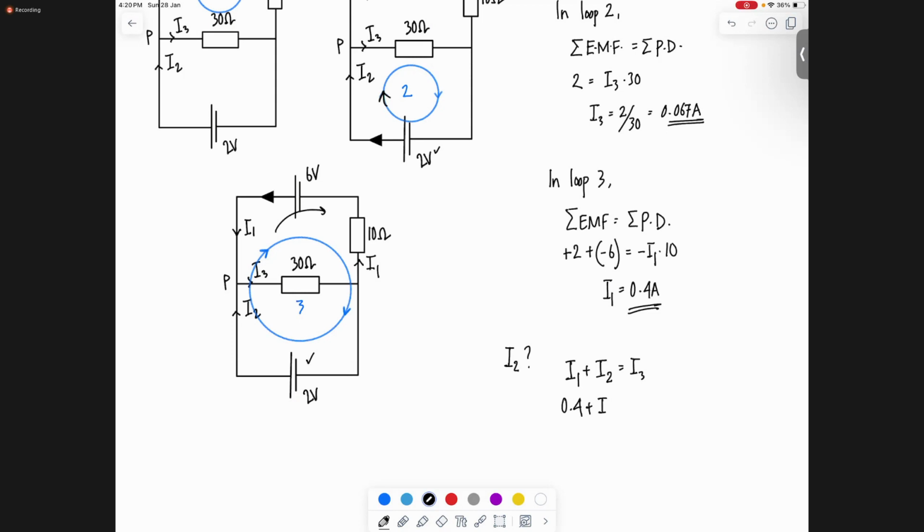What's I1? 0.4. Now we're trying to find I2, I think. I3 is what? 0.067. So you can work out I2, see what you get. Negative 0.33. Why is our answer negative?